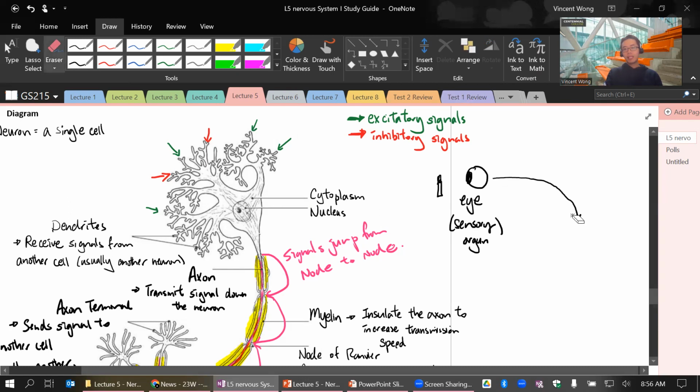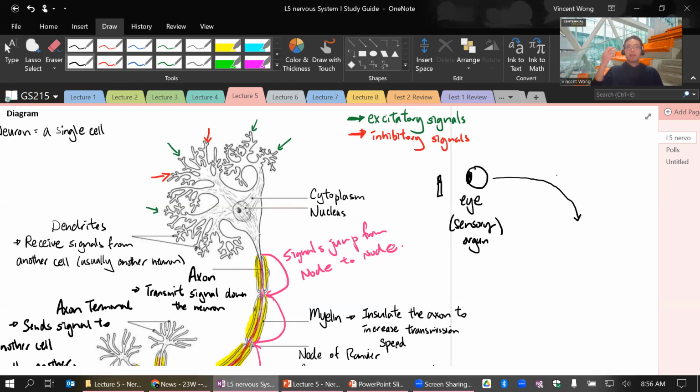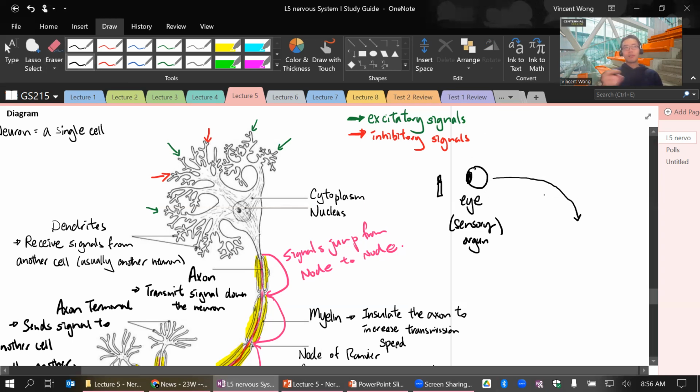Okay, but in this pathway, there are many neurons, right? It's like a game of broken telephone. I don't know if all of you know that game, but you basically have a message from one person, and then you tell the message to the next person, and then the next person passes it to the next person, and so on and so forth, right? So in this pathway, you will have neurons communicating with each other, right?